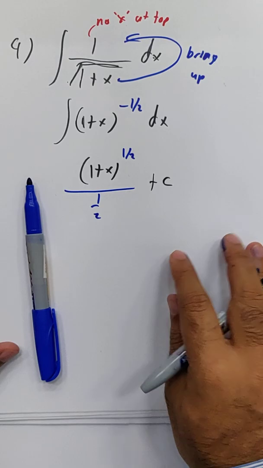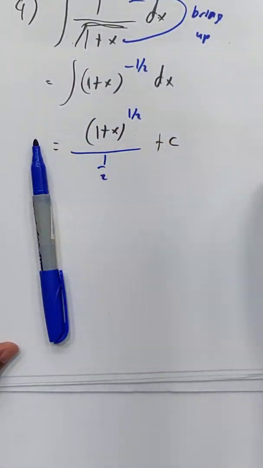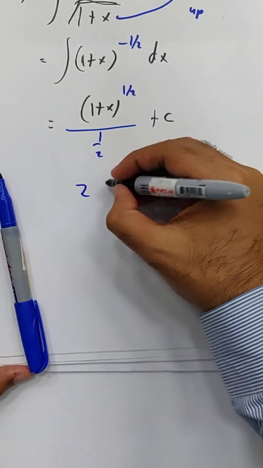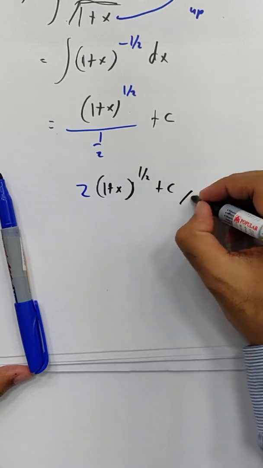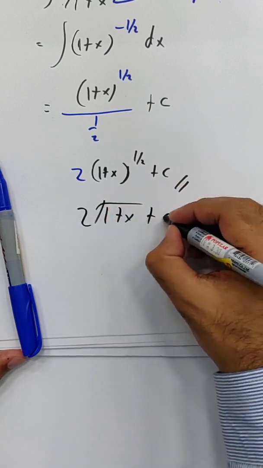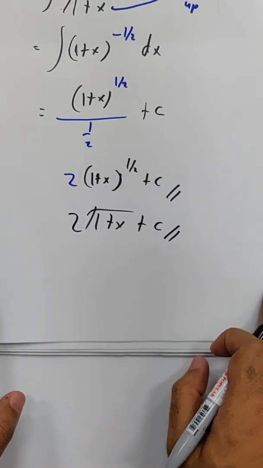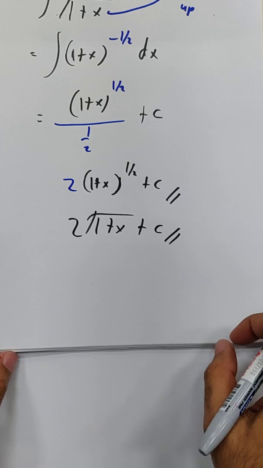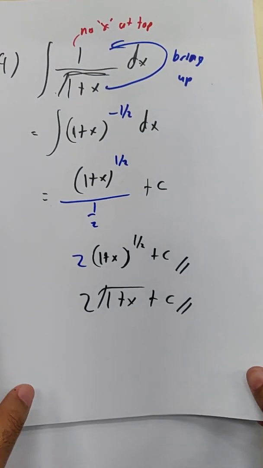Of course, you cannot leave your answers in this way. You need to solve this 1 over 2. You cannot have fractions below. So you got yourself 2, 1 plus x, 1 over 2 plus c. This is okay. Of course, some of you might want this answer instead. Both of them are acceptable in exams. Are you okay? Can I continue? Are you okay? Yeah? Okay.